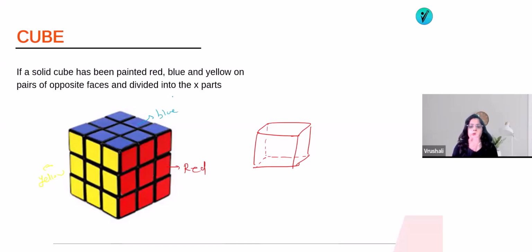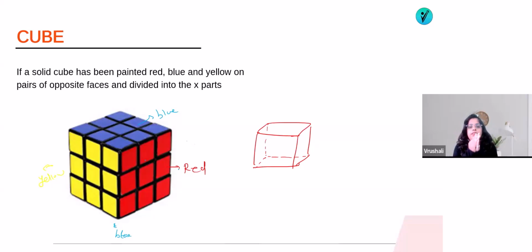So what happens now? First, 3 faces have been colored in 3 different colors, and then opposite faces get the same color, right? Suppose this is red, then the opposite of that red will also be red. Similarly, the opposite of yellow will be yellow, and this blue is the upper side, which means the lower side will also be blue, right? So this is how the colors will be. So 6 faces are colored, with the 3 opposite pairs the same.